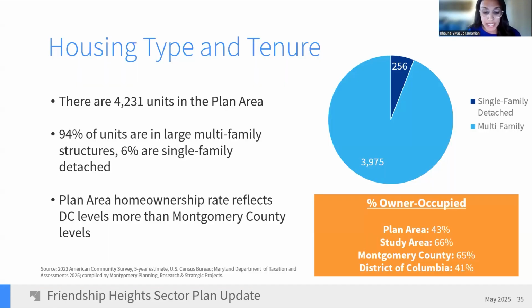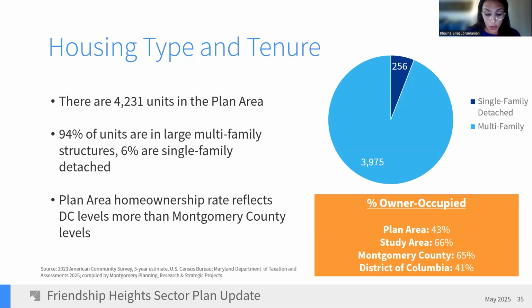In the Friendship Heights sector plan area, there are over 4,200 units. 91% of these are in large multifamily structures, and 7% are in single-family detached units, which are found in the Brookdale neighborhood. The multifamily units are spread across 11 properties, 5 of which are condominiums, and the remaining are apartment buildings. This predominantly multifamily composition differs from the surrounding areas. The broader study area, which Atara described, has a nearly equal split between single-family and multifamily units, while 2/3 of Montgomery County are single-family units and 1/3 are multifamily.